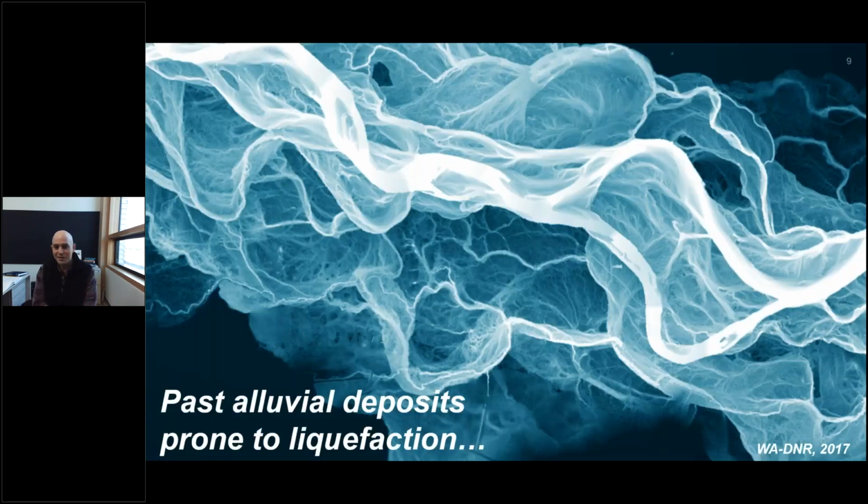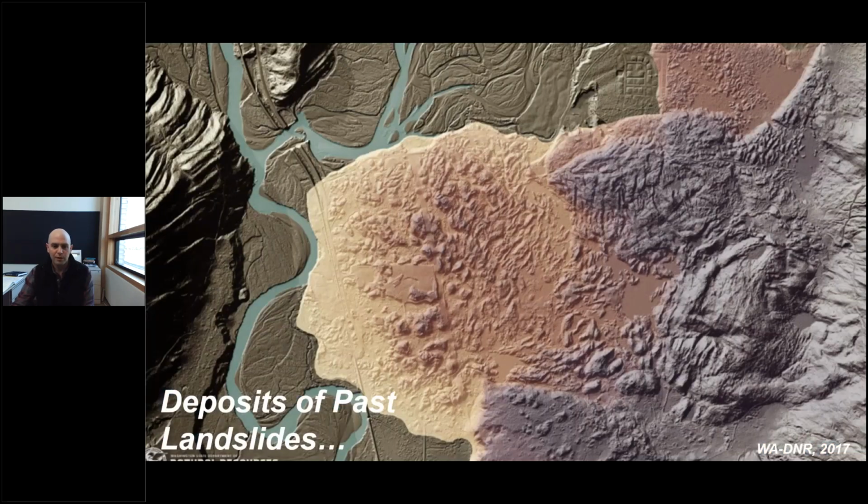Here is a hillshade of alluvial deposits, places that might be prone to liquefaction, paleochannels, things that you can't really perceive just walking the ground, but it becomes quite apparent when you use bare earth LiDAR. Of course, the deposits of past landslides, some of which are enormous, some of which we choose to build on. These are things that might not be so obvious using traditional surveying techniques.